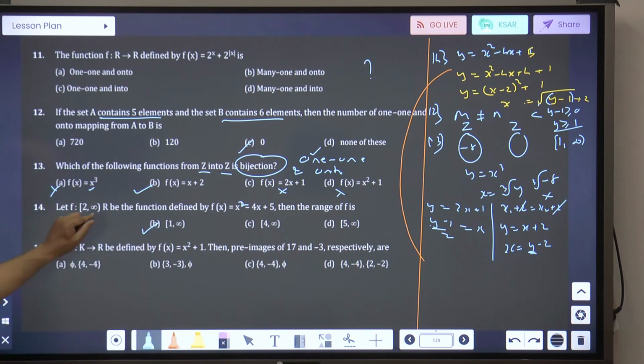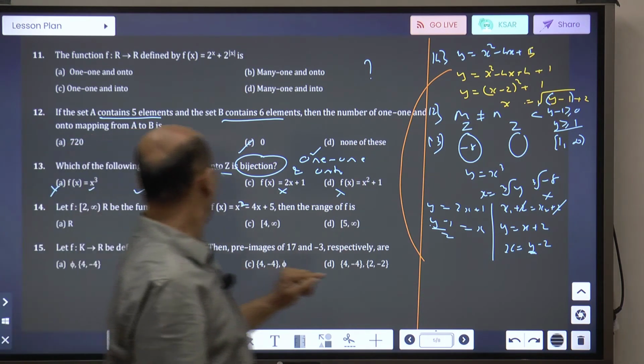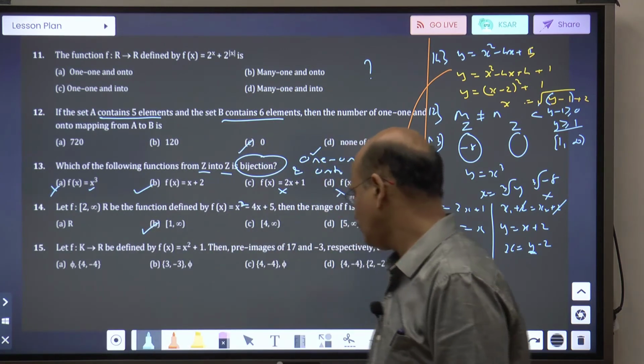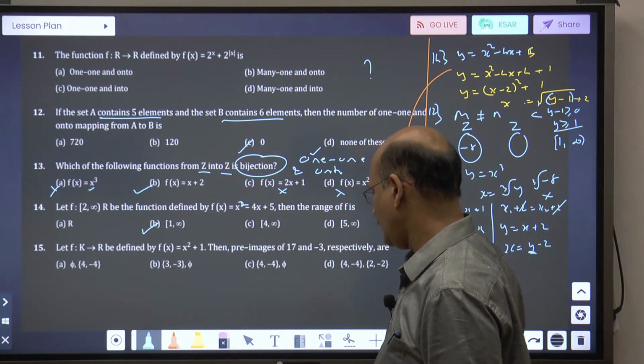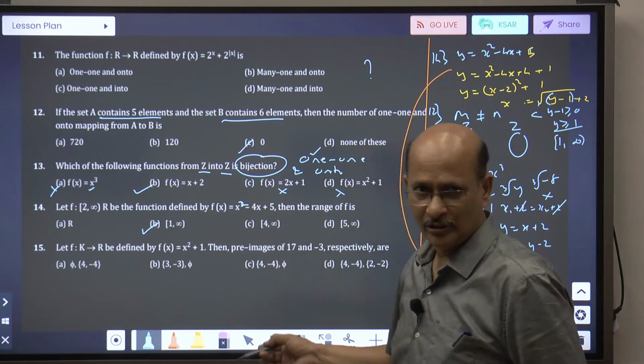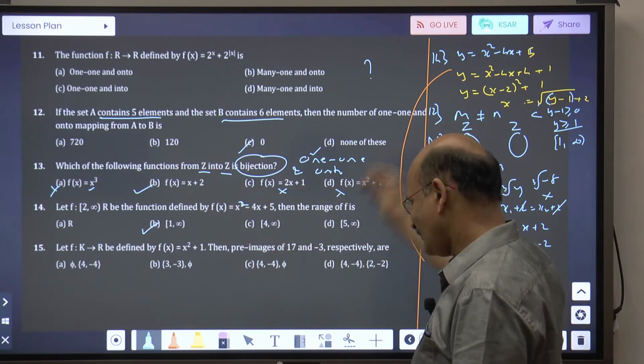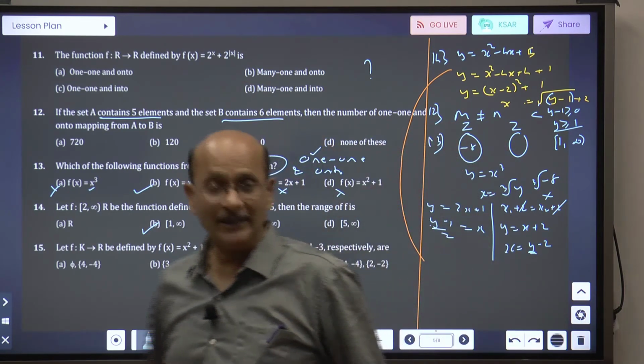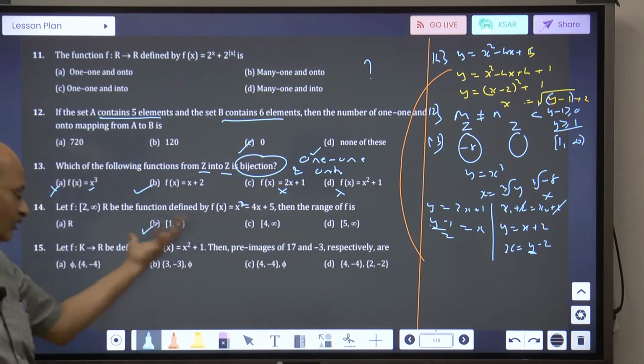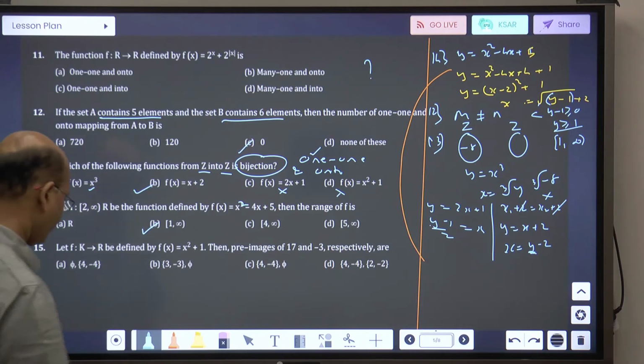So understand, these types of sums are really good sums, but there is only a lower possibility of them coming. Domain and range is an 11th standard part, but you have to just pick it up. It's not necessary that it will come, but if it comes, it's a simple question, that's why they have given this. This is a nice question, let us see.